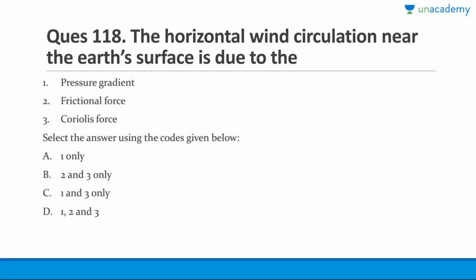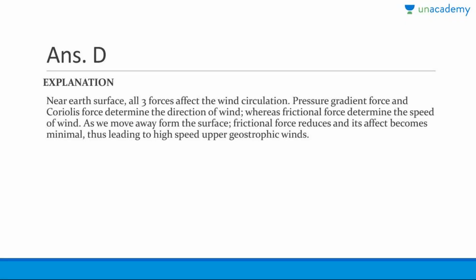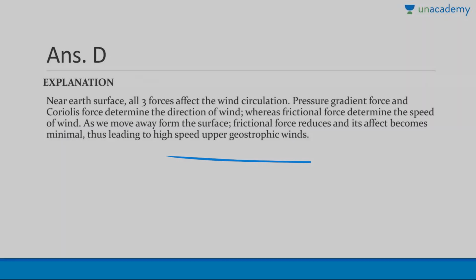Question 118. The horizontal wind circulation near the earth's surface is due to which of the following? Pressure gradient, frictional force, Coriolis force. So the answer is D. All these 3 forces affect the wind circulation near the earth's surface. Pressure gradient force and Coriolis force determine the direction of the wind, whereas frictional force determines the speed of the wind. And as we move away from the surface, frictional force reduces and its effect becomes minimal, thus leading to high speed upper geostrophic winds.